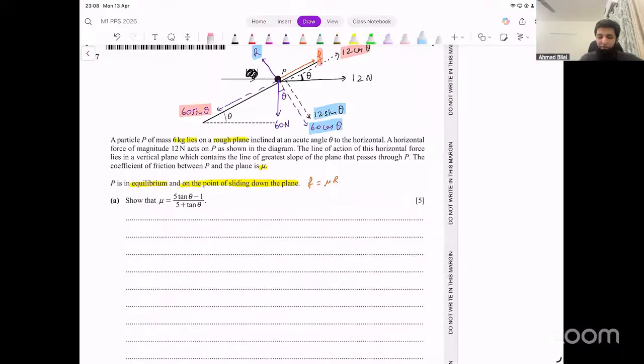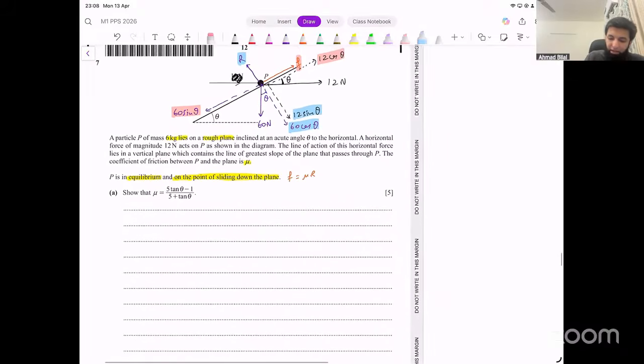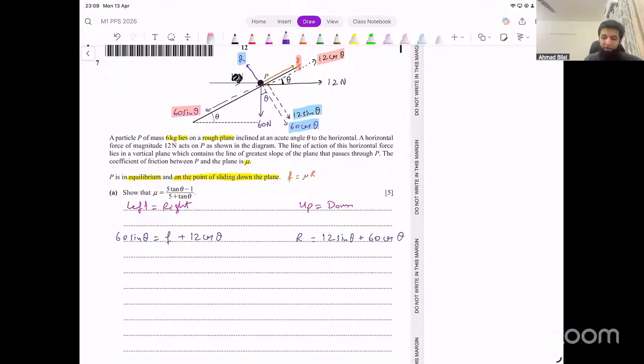Yeah, okay. All right. Let's just equate the opposite forces then. Left equals right, up equals down. Why are we doing this? Because this is equilibrium. We don't always do this. We only do this when we have equilibrium. We equate the opposite forces like this. To the left, we've got 60 sine theta. To the right, we have F plus 12 cos theta. Then up equals down. That means R equals 12 sine theta plus 60 cos theta. This is what we end up getting.